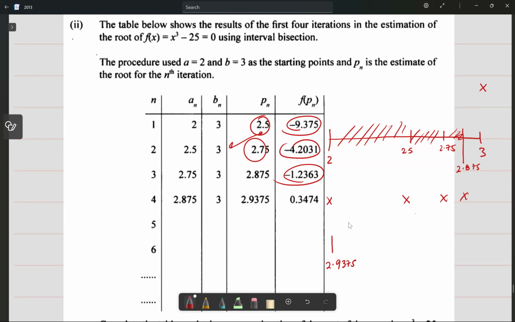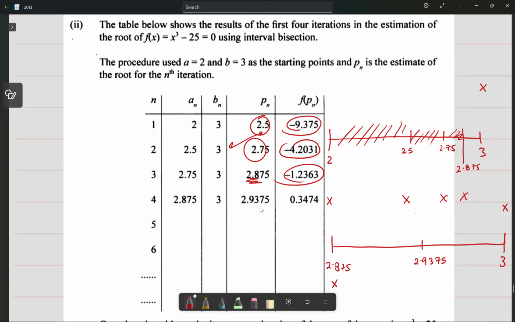Nope, we can't start there. Okay, hold on. We're going to start at 2.875. This goes up to 3. So in the 3 region, it's positive. In the 2.8 region, we found it to be negative. The number between them that they found was 2.9375.